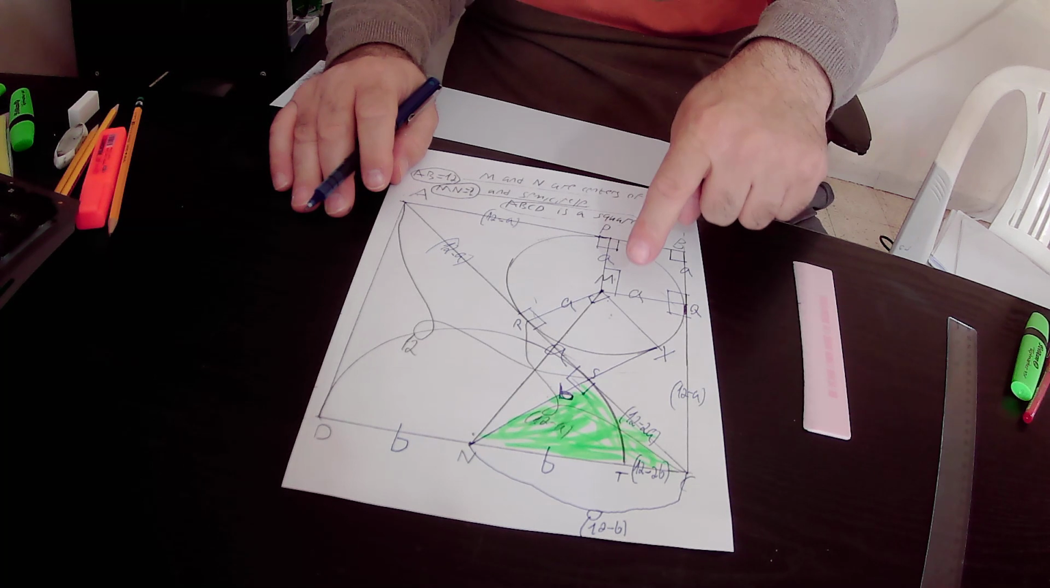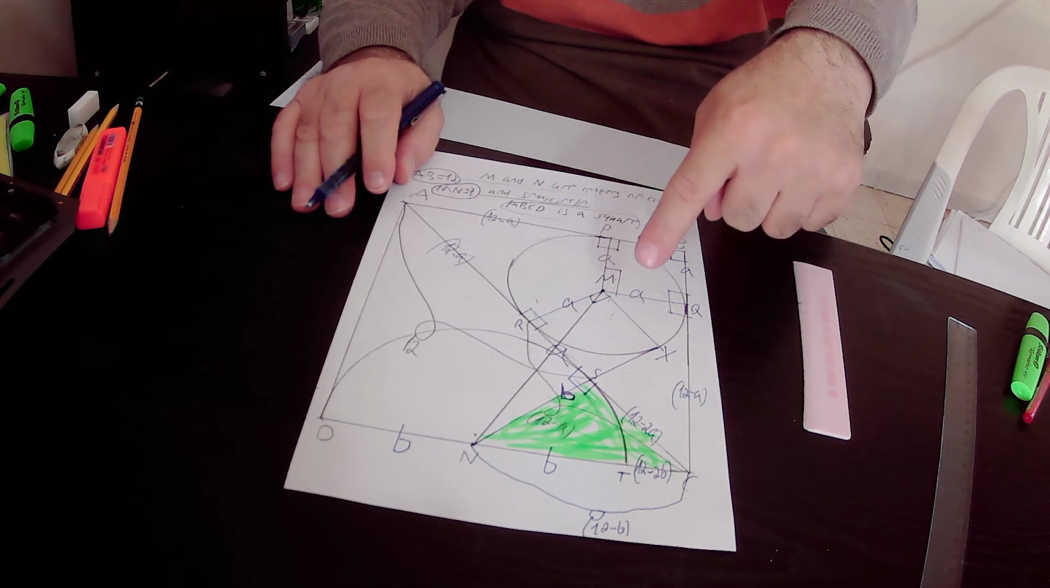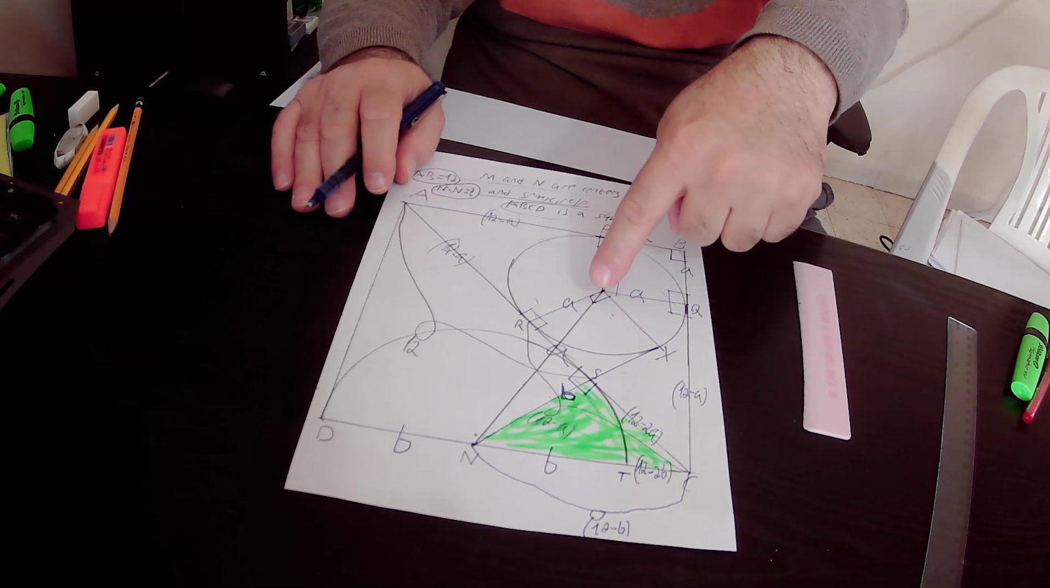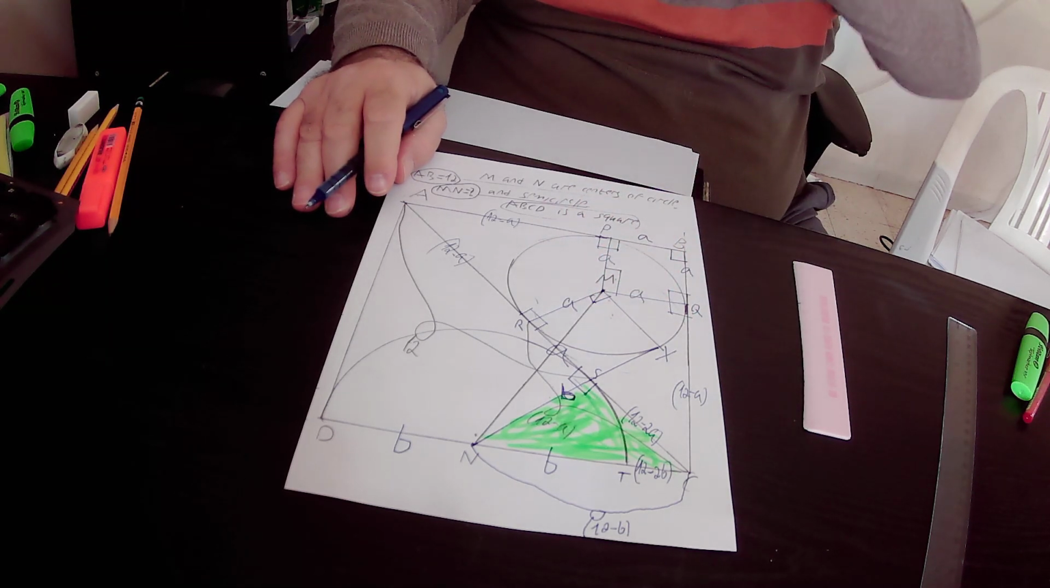And this is the second perpendicular, according to our construction, angle RMX is also equal to 90 degrees.